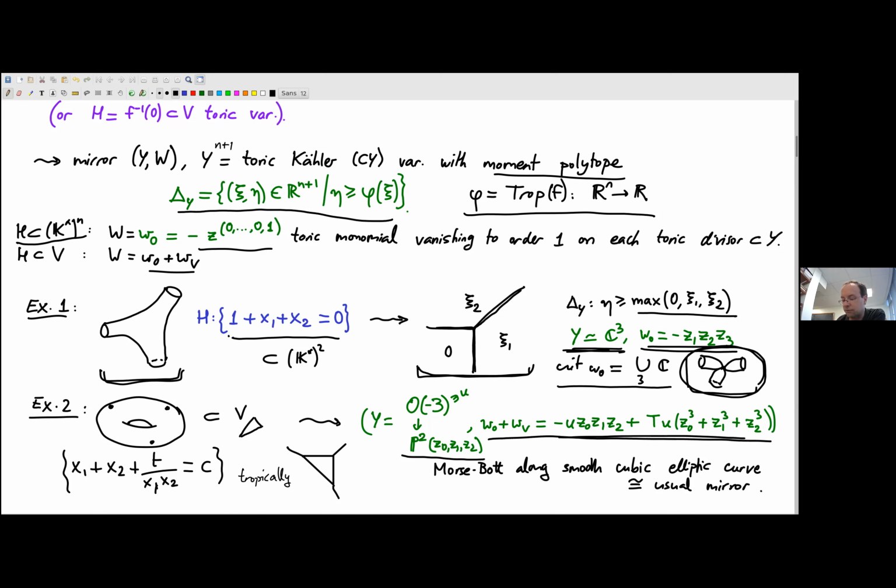But the relevant thing for us is this thing has Morse-Bott singularities along a smooth cubic elliptic curve in P2. And that cubic is the usual mirror to this elliptic curve here. So just for graduate students, Morse-Bott means that it's kind of a Morse, but non-isolated critical points. That's right. So Morse-Bott means the critical locus is smooth, and at every point in the normal directions to the critical locus, the Hessian, the second derivatives, are non-degenerate. And in fact, in this example before of C cubed, also the singularities are Morse-Bott except at the origin. The smooth part of the critical locus is not too nasty.